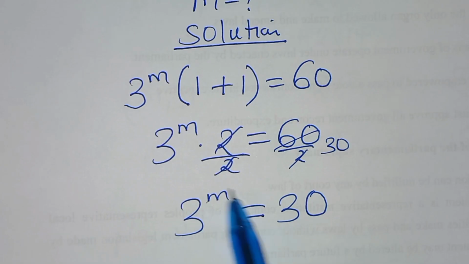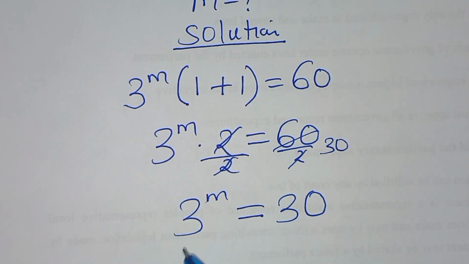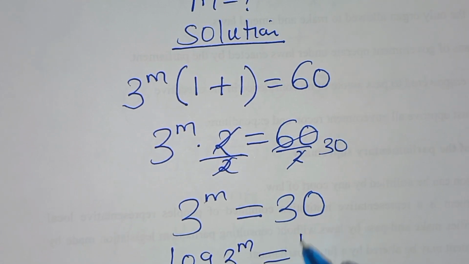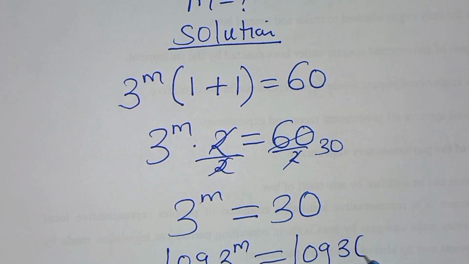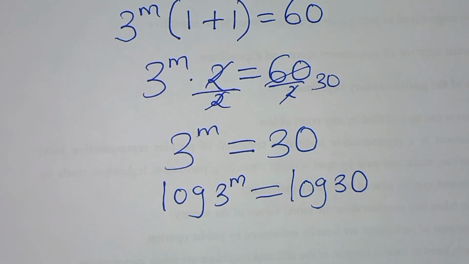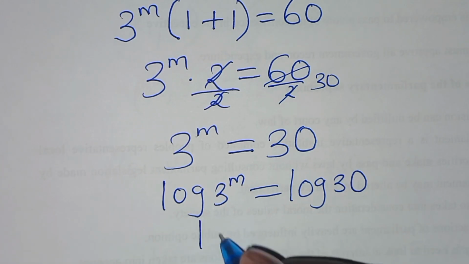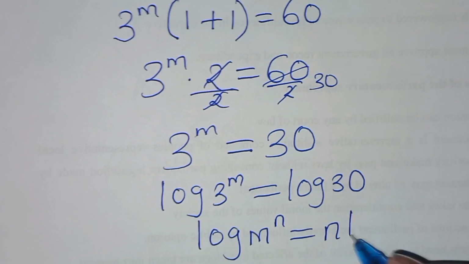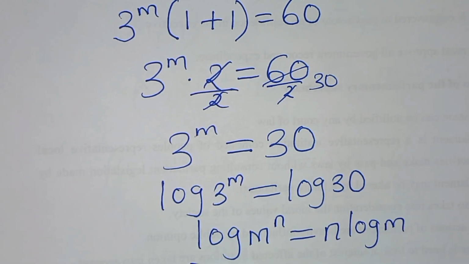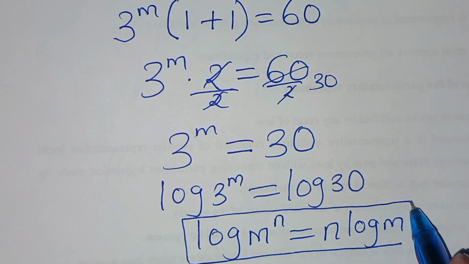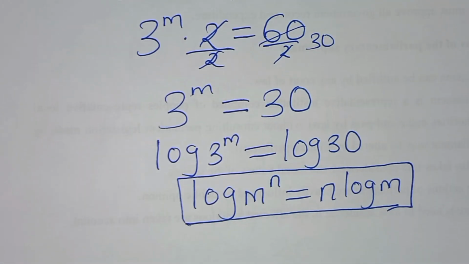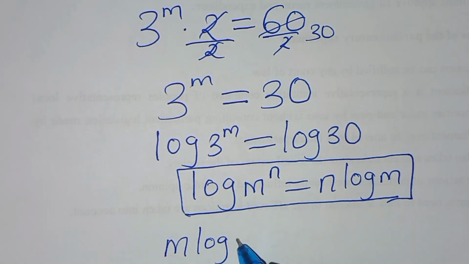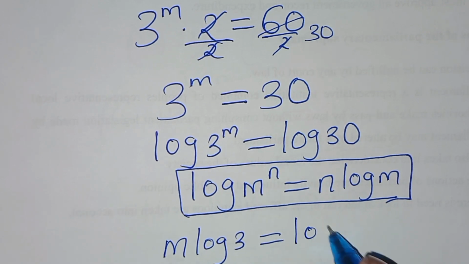Now, to solve for the value of m, we introduce the logarithm on both sides. So here we'll have log 3 to power m, this is equal to log 30. Now you find that log 3 to power m, this is in the form of log m to power n, which we can express as n log m. Now this is the power rule property of logarithm. So applying this power rule property of logarithm, then log 3 to power m becomes m log 3. This is equal to log 30.